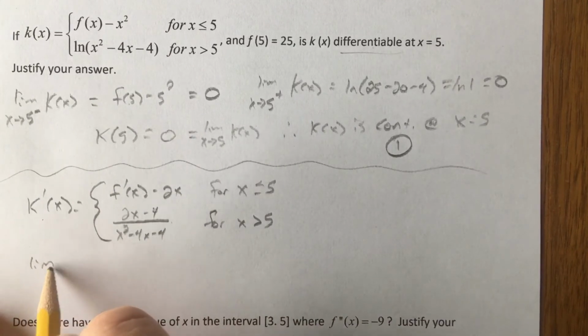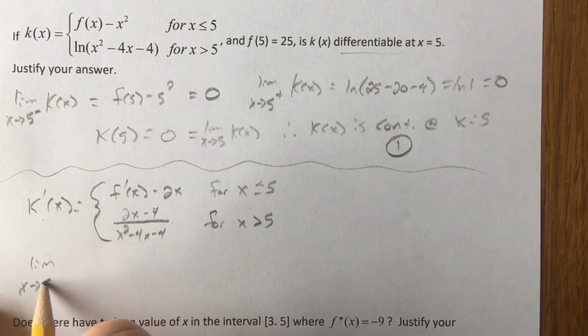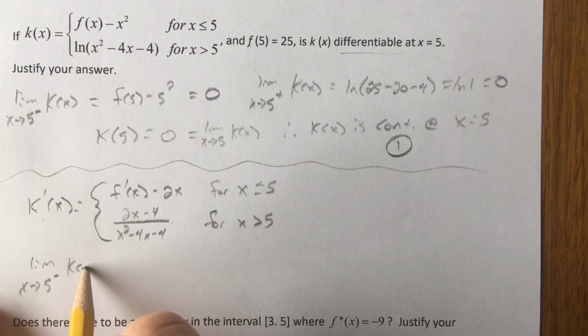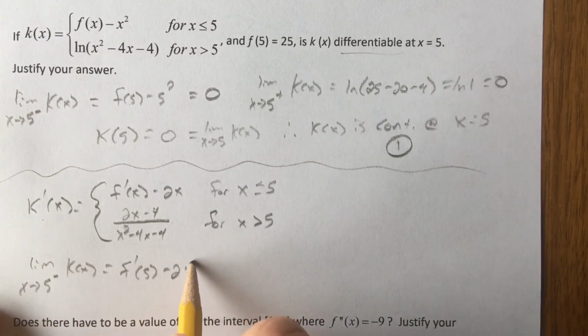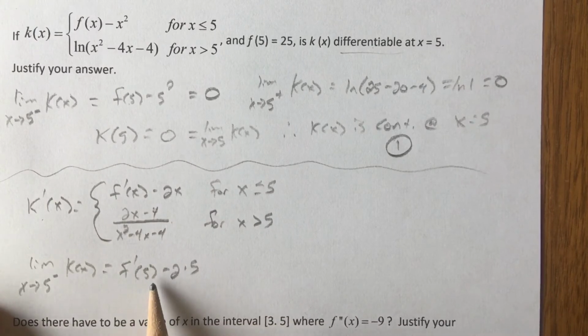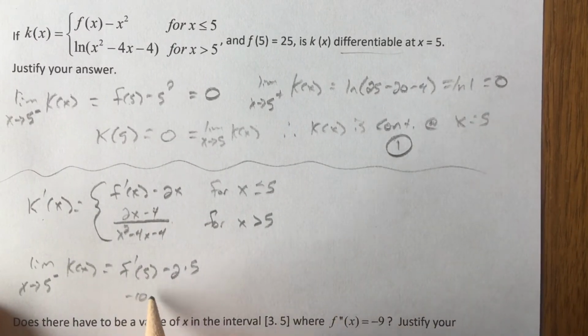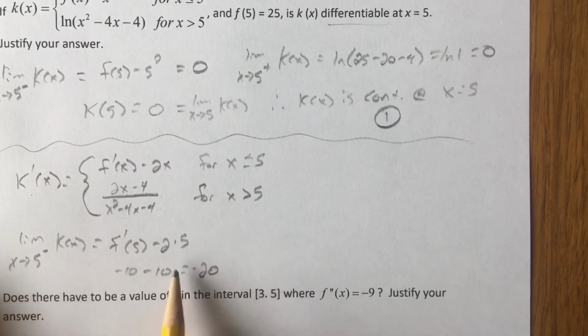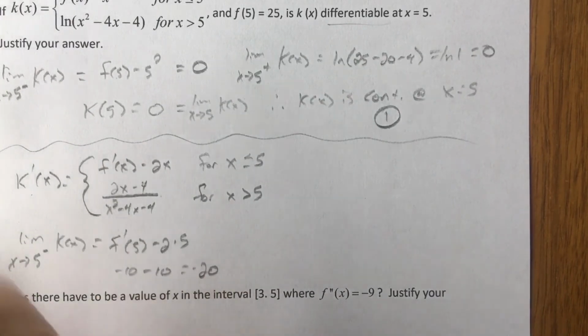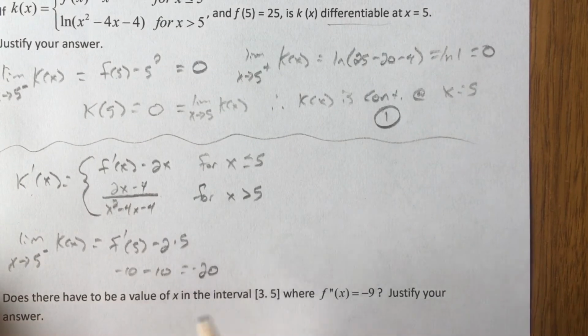So the limit of that as x approaches 5 from the left would be f prime 5 minus 2 times 5. So f prime 5, according to the table, was negative 10. We end up with negative 20 for that limit from the left side. So the derivative coming in from the left has a slope of negative 20.